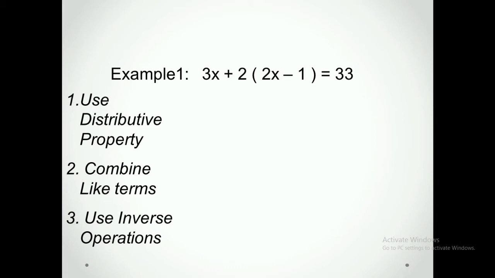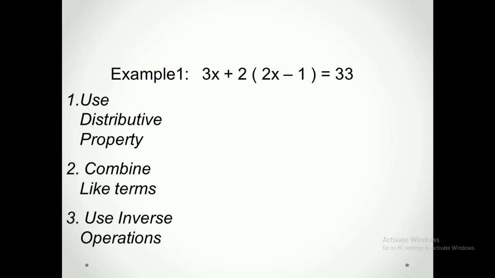Now to the left, you can see the rules there just for a reminder. So we use the distributive property first, and we only use the distributive property when there are brackets. So we have to remove the brackets first. How do we do that?